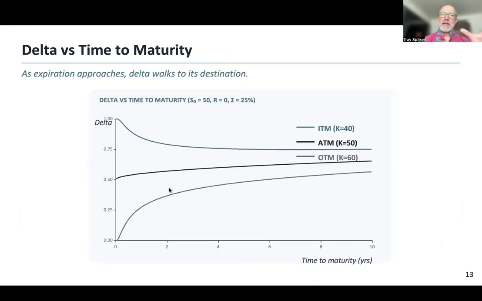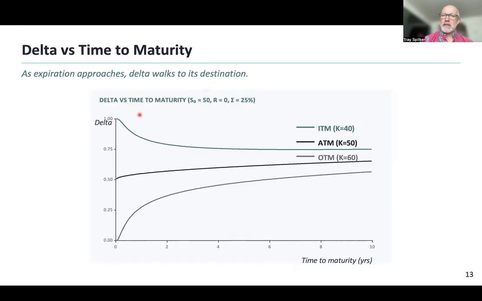Now, this chart shows what happens to delta as we approach expiration dates. So for in the money options, right? So let's say, for example, you have a strike price of 40 and the share price is at 50 here, so it's in the money. As you approach expiration, which is moving in this direction towards the left on the x-axis here, the delta climbs towards +1, right? So this is for a call option.